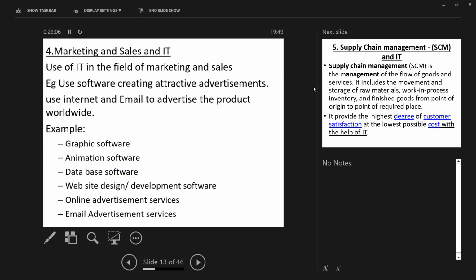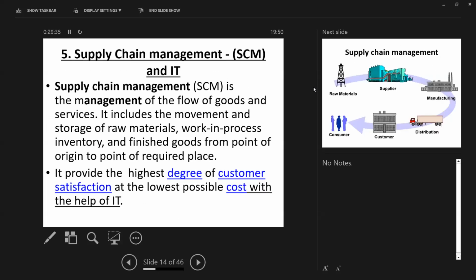Then marketing and sales in ICT. The use of IT in the field of marketing and sales. For example, using software for creating attractive advertisements, using the internet and emails to advertise the product worldwide. Examples: graphic software, animation software, database software, website designing, web development software, online advertisement and services, email advertisement and services.